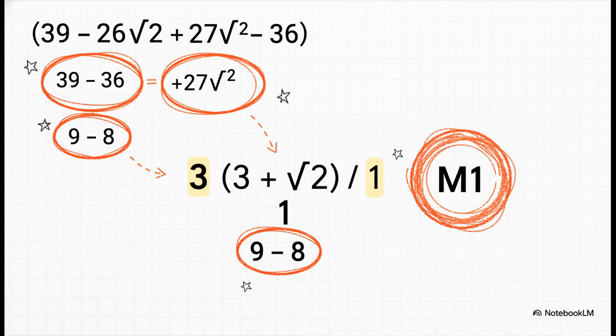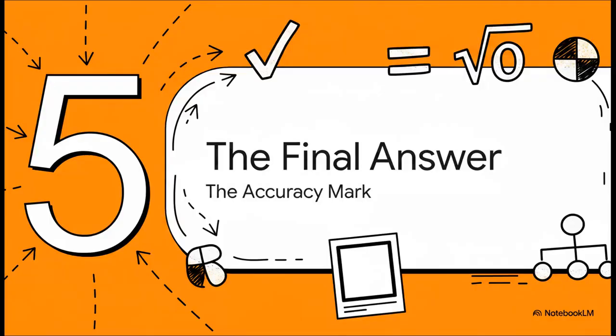So let's tidy this whole thing up. On the top, we've got 39 minus 36, which is 3, and minus 26 root 2 plus 27 root 2 leaves us with just a single positive root 2. And on the bottom, 9 minus 8 is just 1. Easy. Now, here's a cool thing from the mark scheme. Just for doing all that expansion work, even if you made one tiny slip up, you'd still get the method mark, an M1. That's your third mark in the bag. We are so close now.